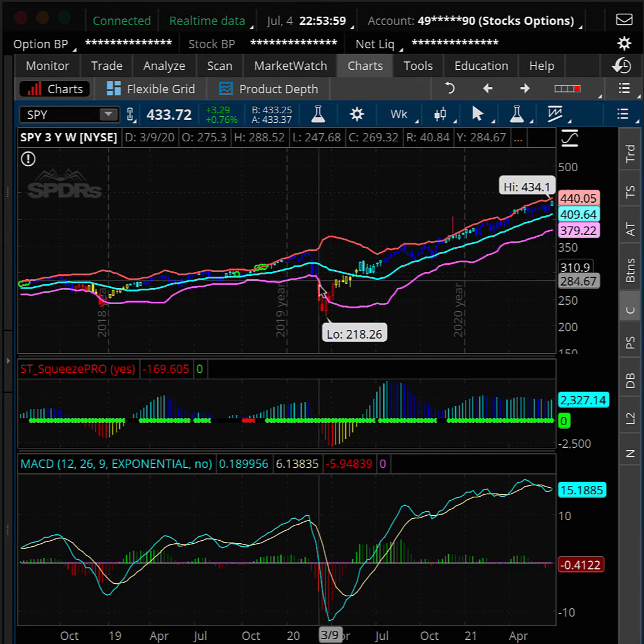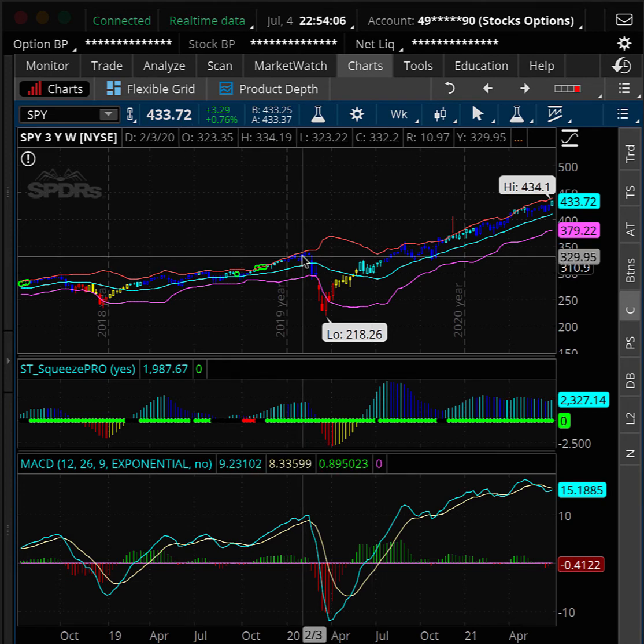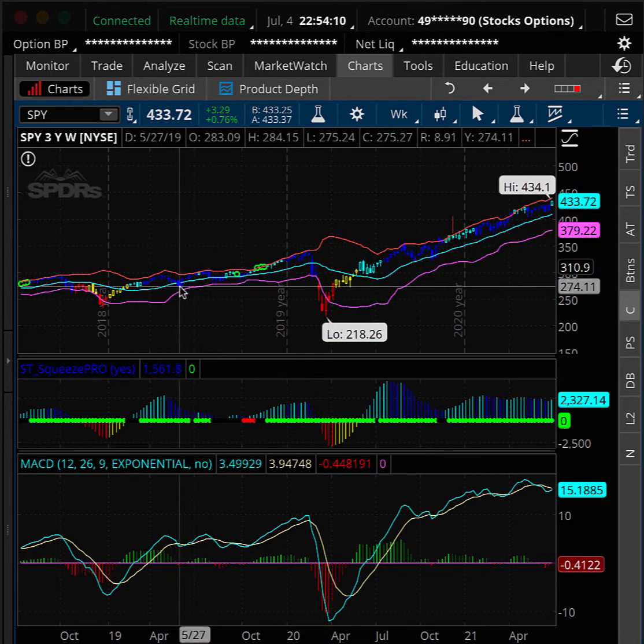Another way to do it is if the price hits the bottom of the Bollinger Band, it's most likely going to snap back up. And by the same token, if the price hits the top of a Bollinger Band like here, it's going to want to snap down.